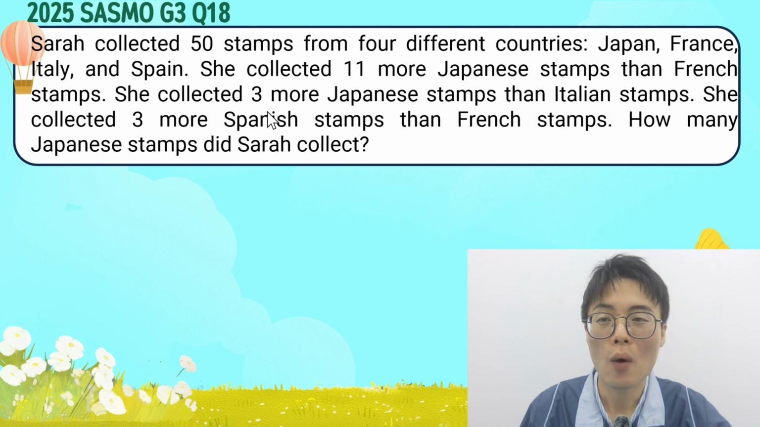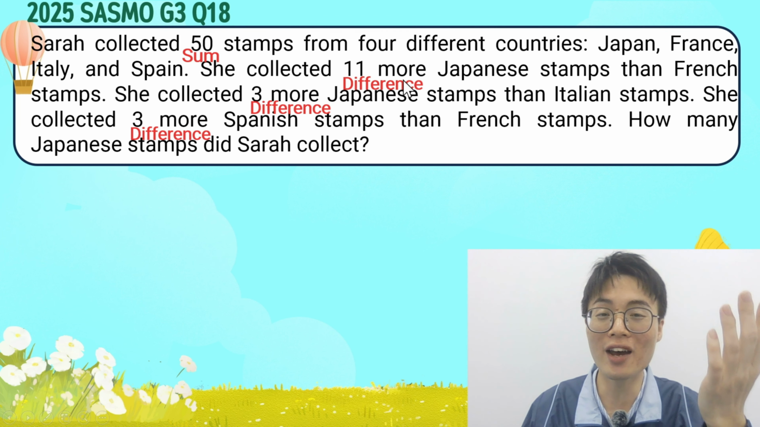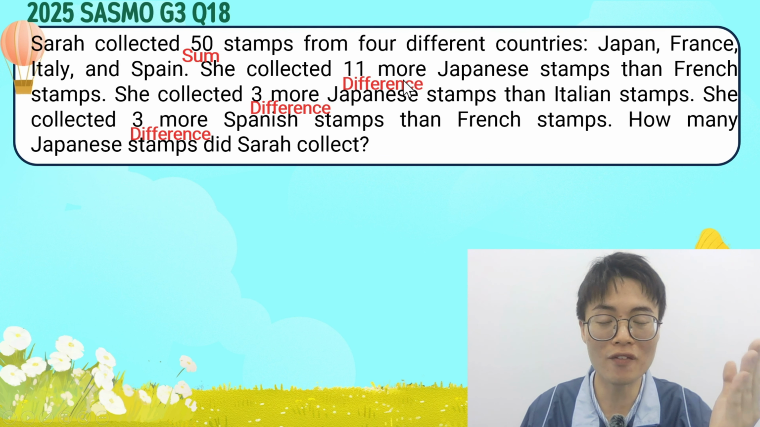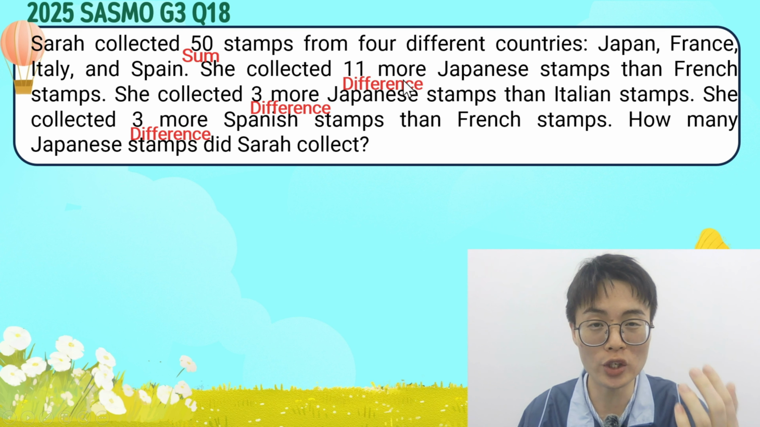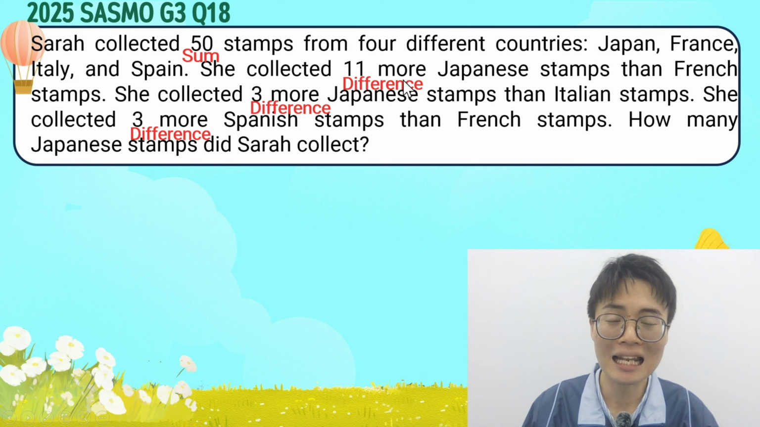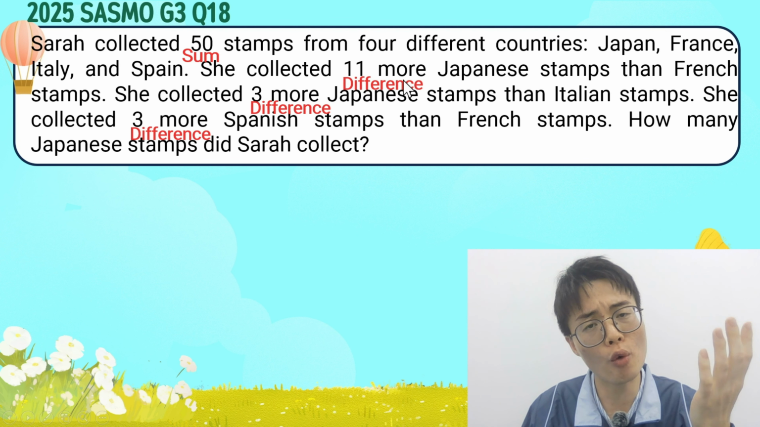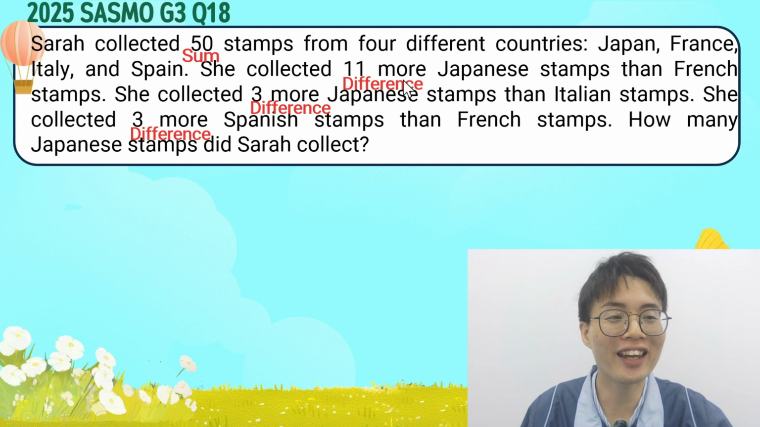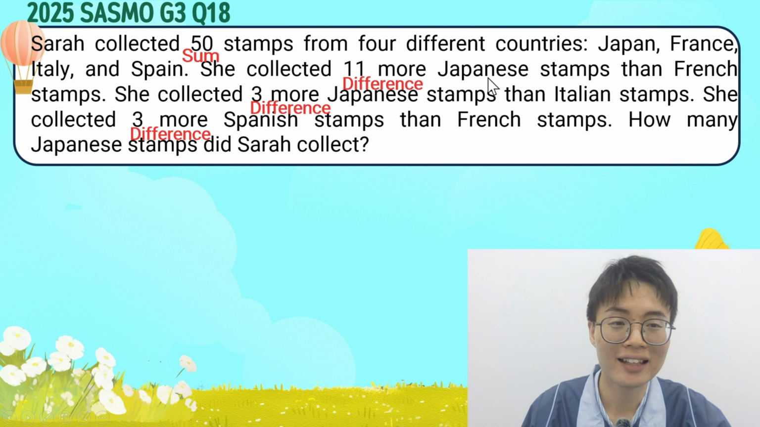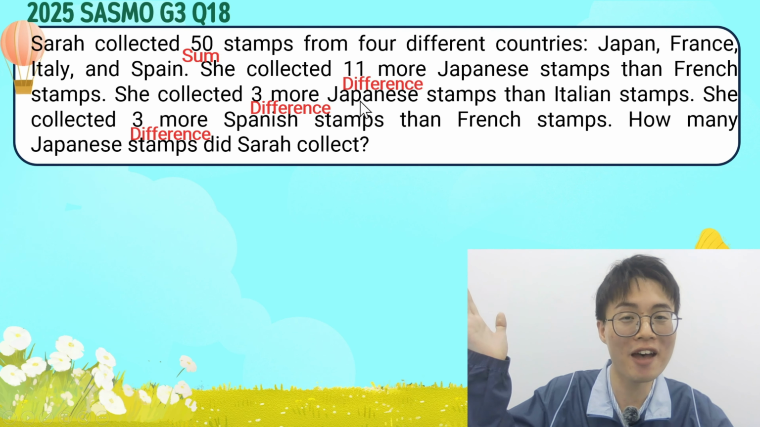In this question, we can see that 50 is the sum. For 11, 3, and 3, there's a difference here. So it's also one of the sum difference problems. To solve this kind of problem, we should draw models based on the difference. But there are 4 countries here, Japan, France, Italy, and Spain. We should draw which country first? Look here, France is compared with Japan, and Italy is also compared with Japan. So how about we start from Japan first?